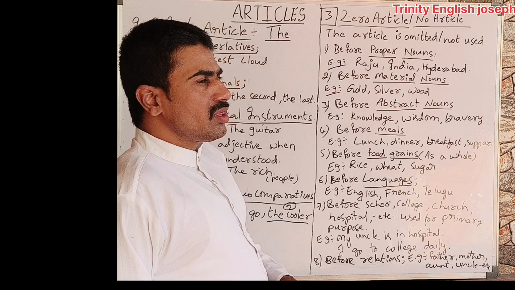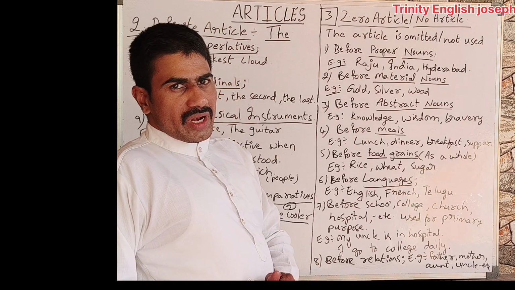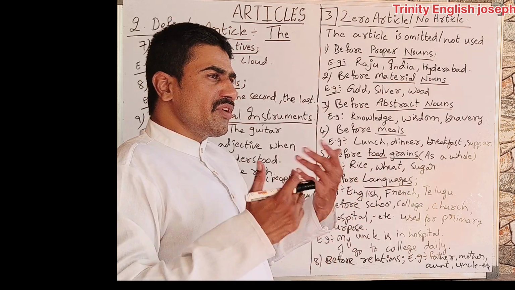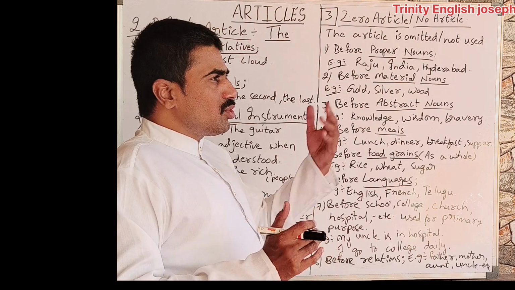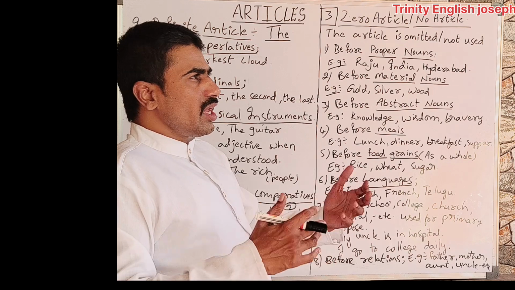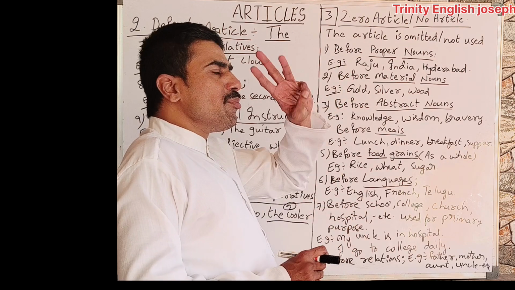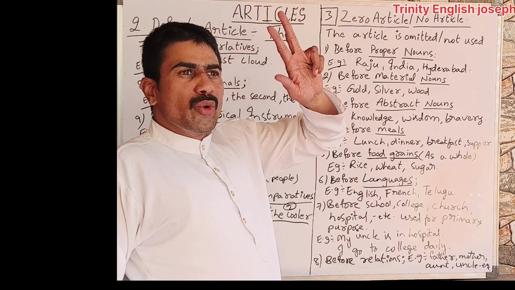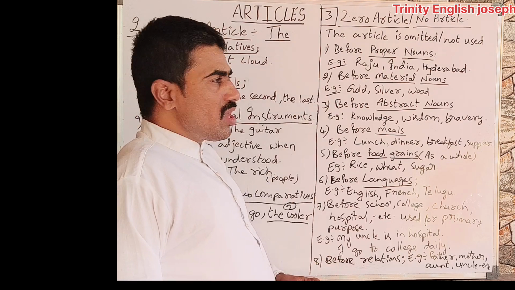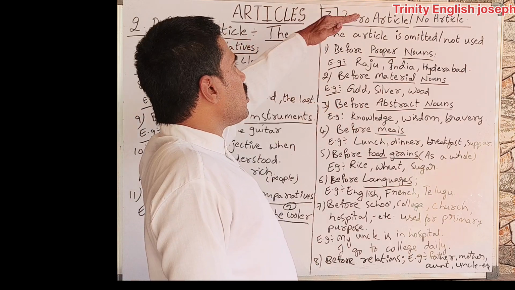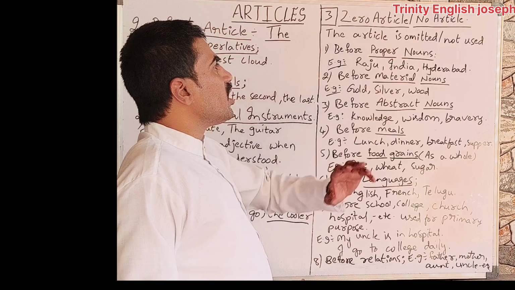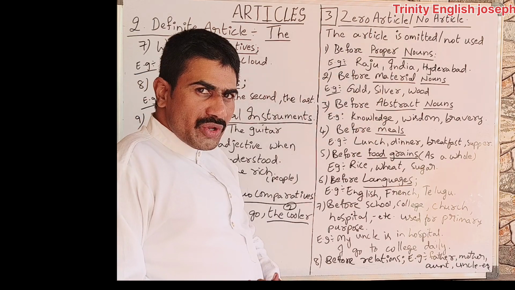Coming to the third one, that is the zero article or no article. We can also call it the omission of article. Whatever you say, the meaning is the same. Sometimes the terminology changes, and students or even other people get confused about this. But the three names, the zero article, no article, or omission of the article, everything is the same. Students, if you see here, what are these uses where we don't use the article? Here the article is omitted or not used.